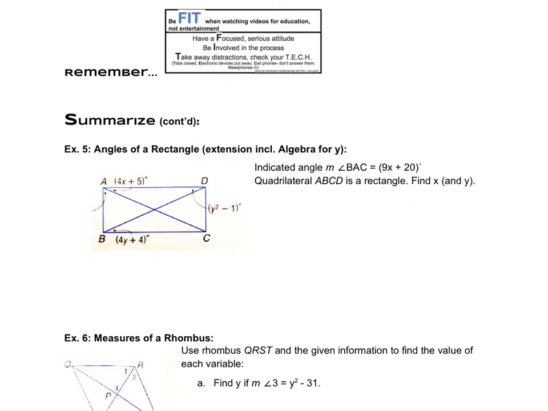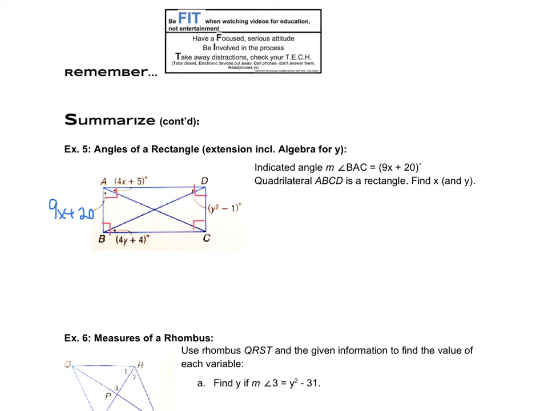On the next page here, we're talking still about a rectangle, but we're working with it a little differently. We're working with the angles this time. In the reading of the problem here, we're told that this indicated angle, the measure of angle BAC, that was cut off a little bit, so let's put that onto the diagram. This is 9x plus 20, that angle that the arrow's pointing to. And that the quadrilateral ABCD is a rectangle, so we know that all of these corners are 90 degrees.